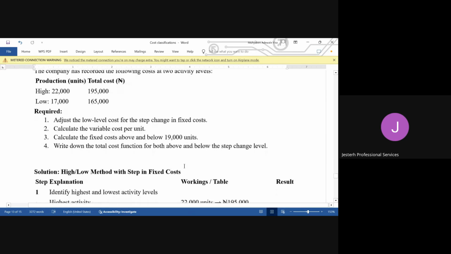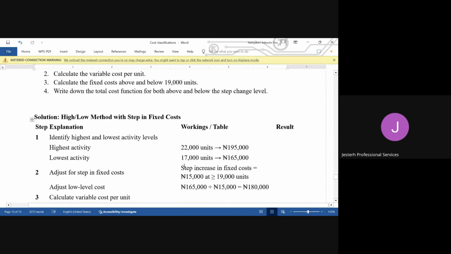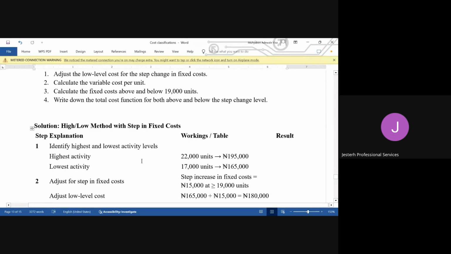Now, how do we calculate it? I just decided to come with the workings directly and then explain how it's going to be. Remember, the number one step is for us to identify the low and the high, and then identify the cost associated with them. That is the number one thing that we need to know. Once you're able to identify those things, the remaining steps will be easier.